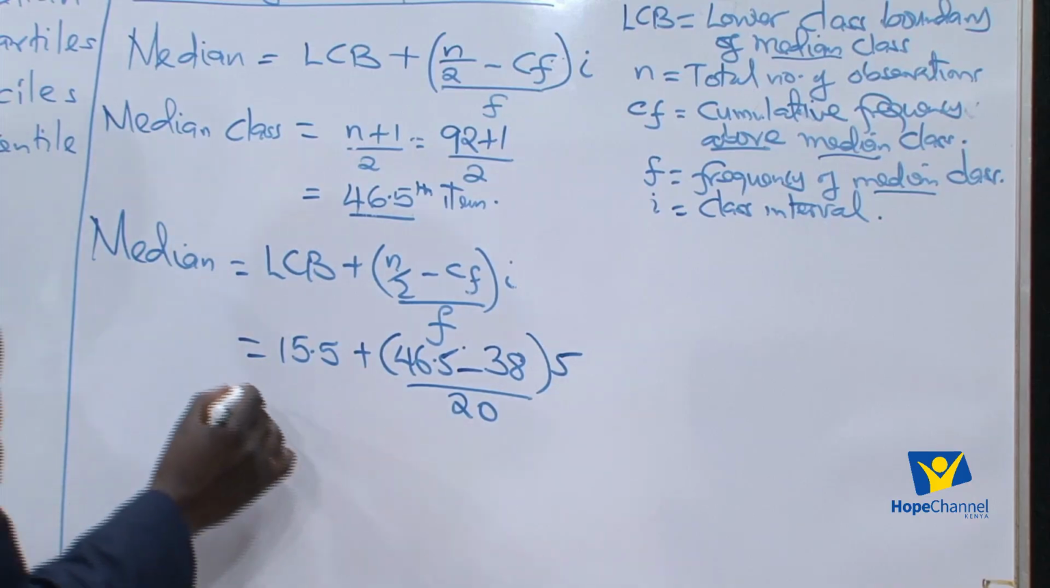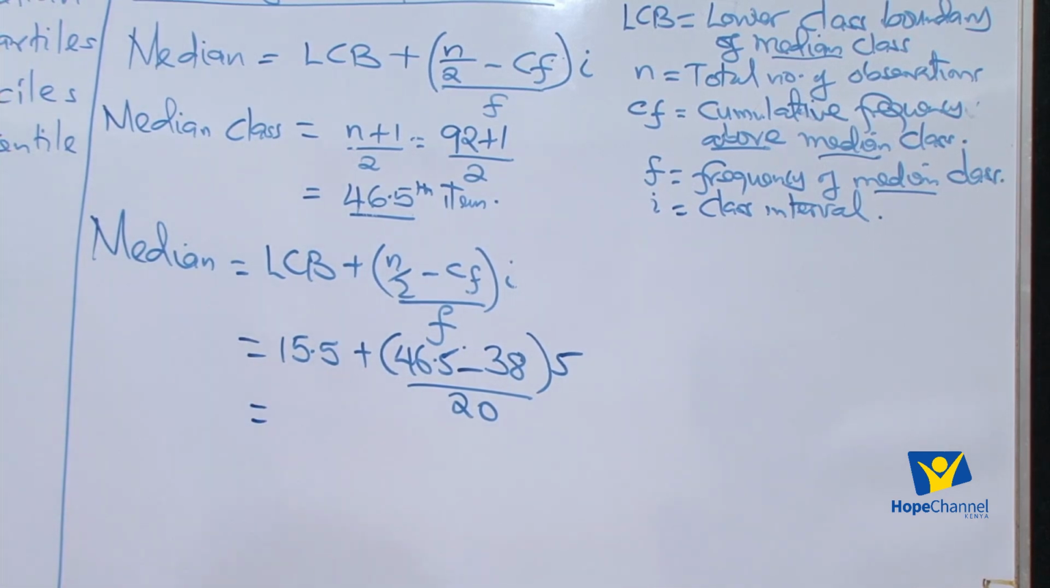So that is it. So let's work out this one and find the median very fast. So we work out this one in the bracket. We say 46.5, we subtract 38. That gives us 8.5. 8.5 divided by 20. Or let me just write for the sake of others.